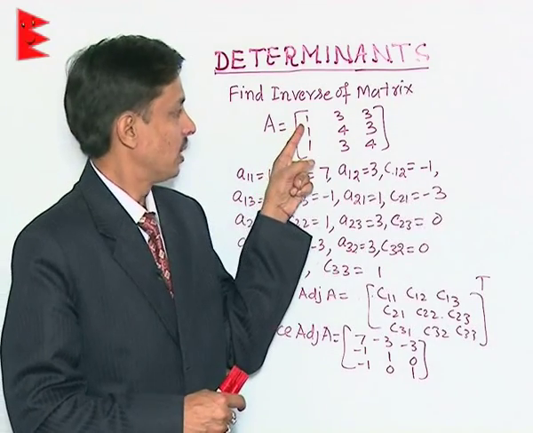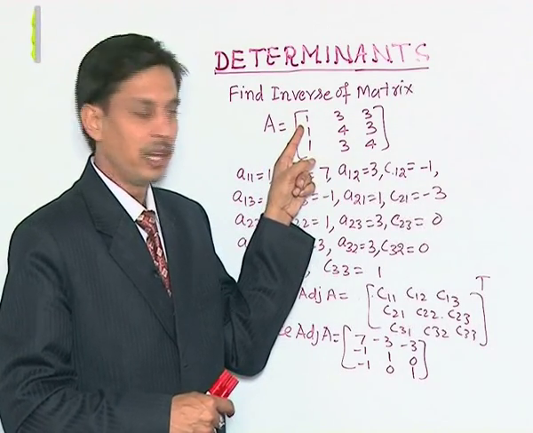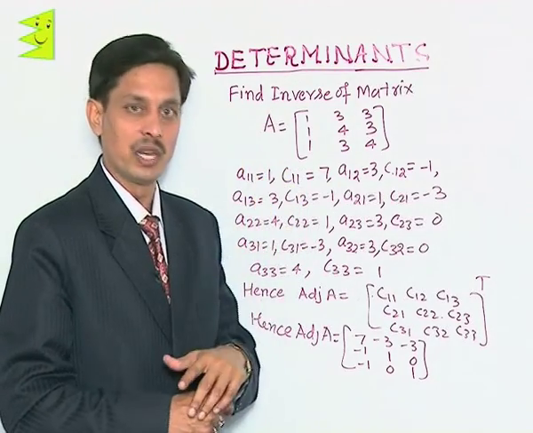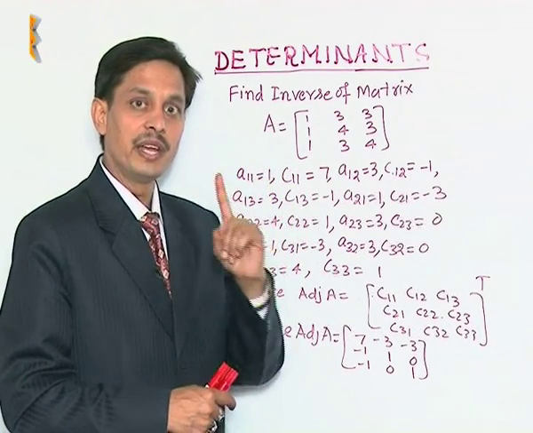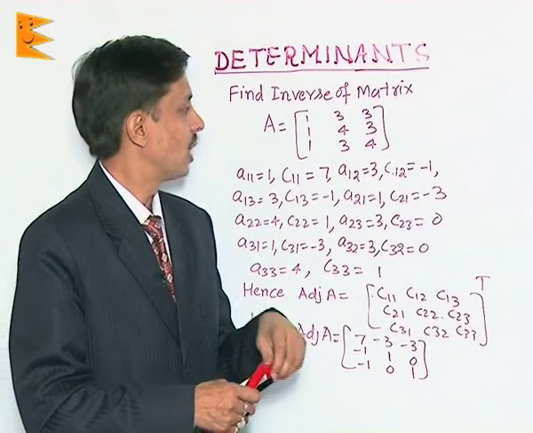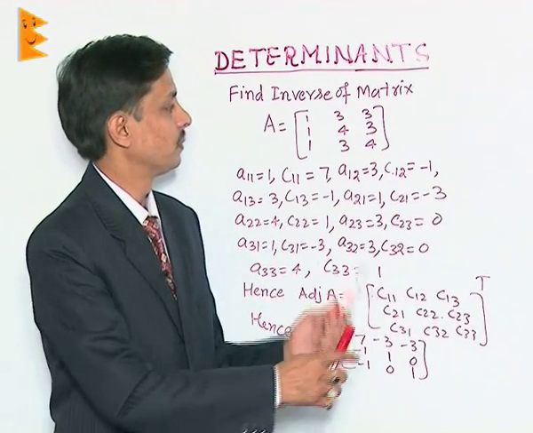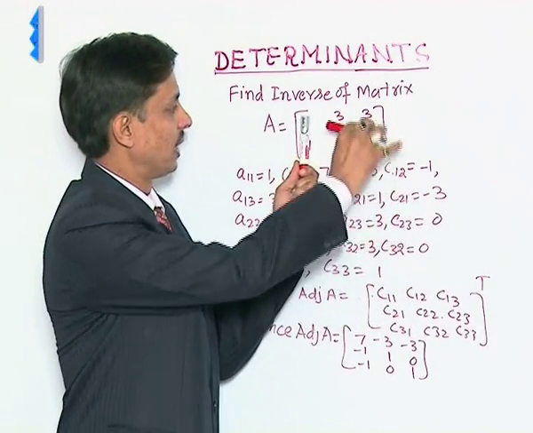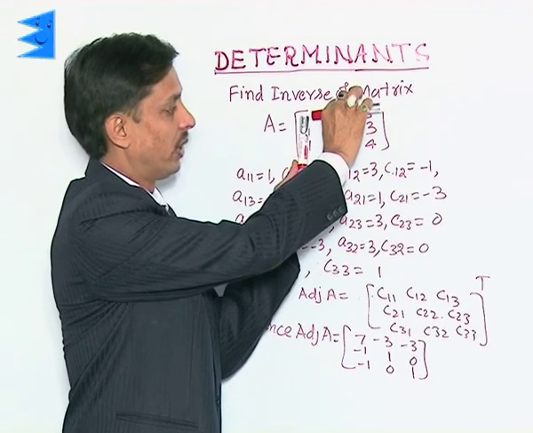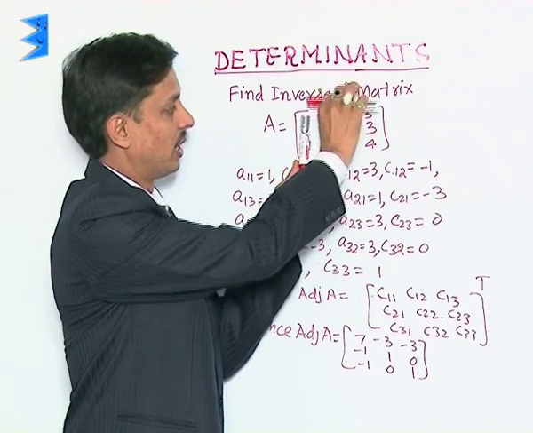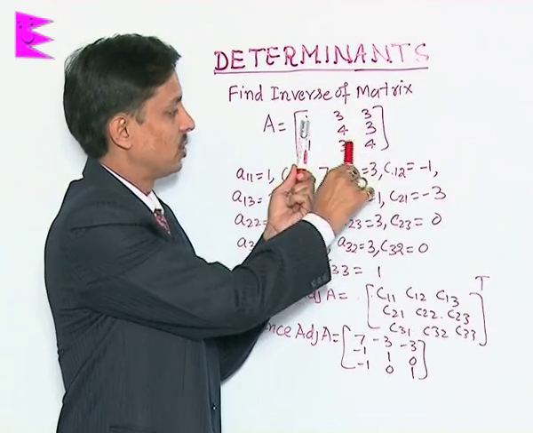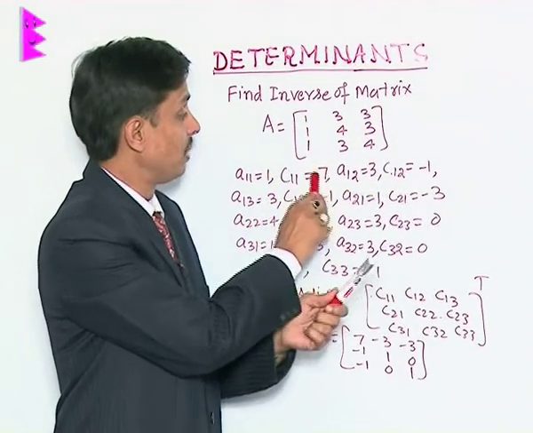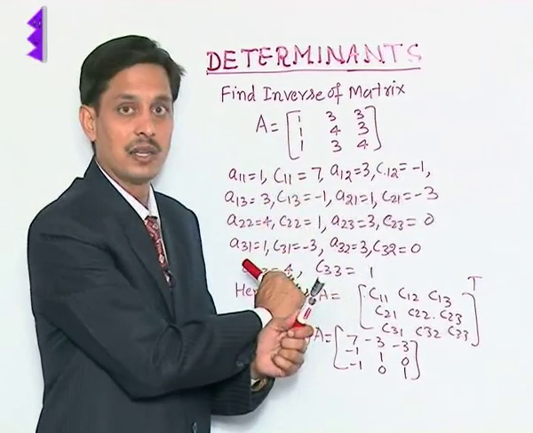So the first element is 1. Its location is A11, first row, first column. To obtain its cofactor, I first want to tell you how to obtain its minor. The method is that the row and column where the element is lying will be hidden. Then the remaining are 4, 3, 3, 4. 4 times 4 is 16 minus 3 times 3 is 9. 16 minus 9, the result is 7.